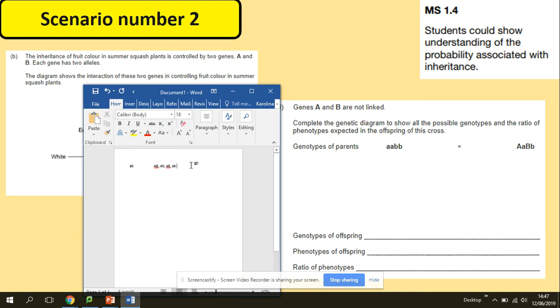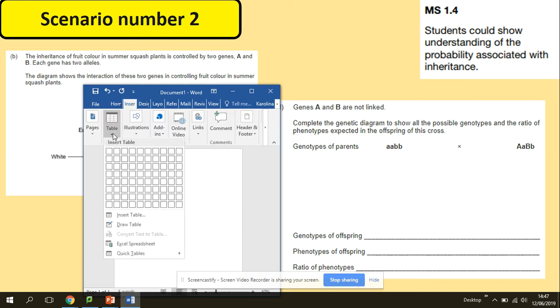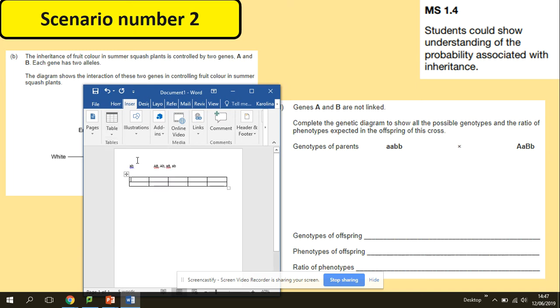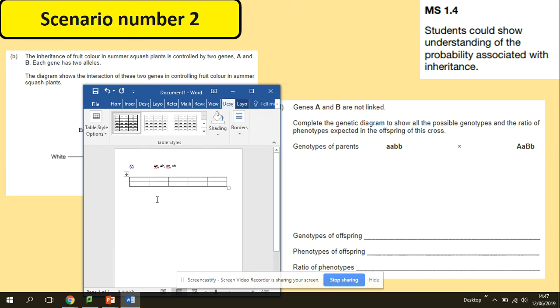So then what you need to do is obviously a Punnett square. So let me insert the table. Here I will put the gametes of the first parent, and there I will put the gametes of the second parent. Right, A and B. So let's join them together.